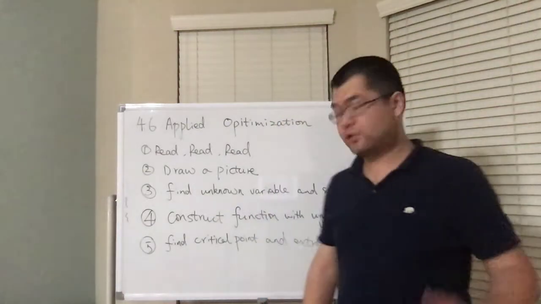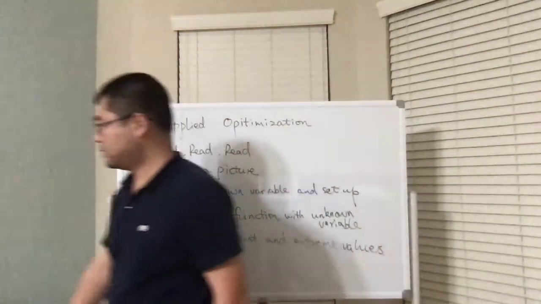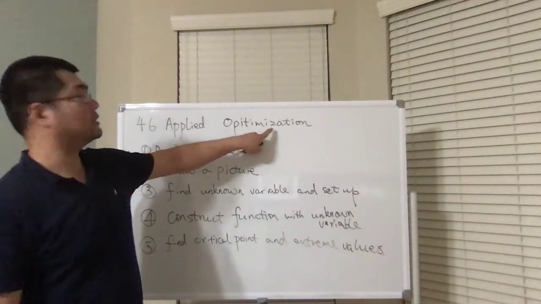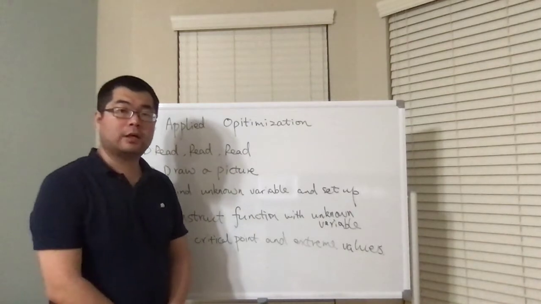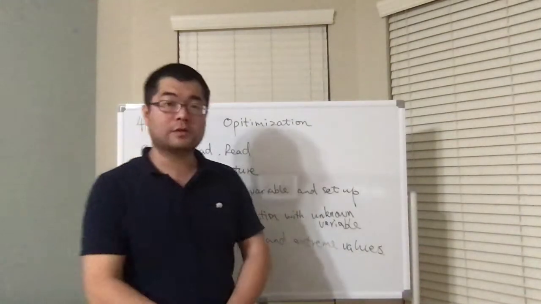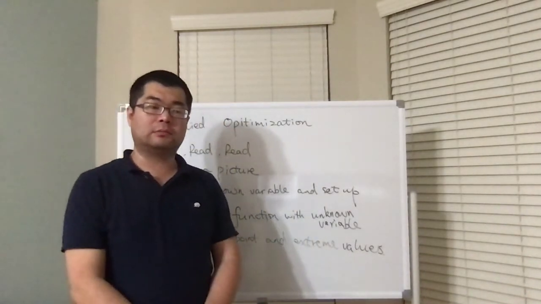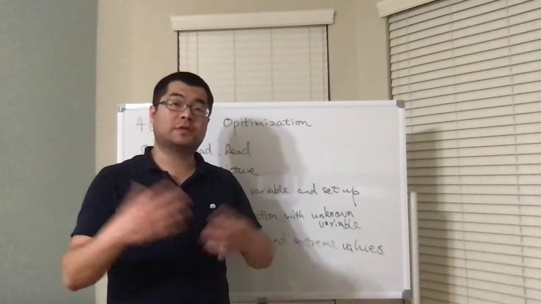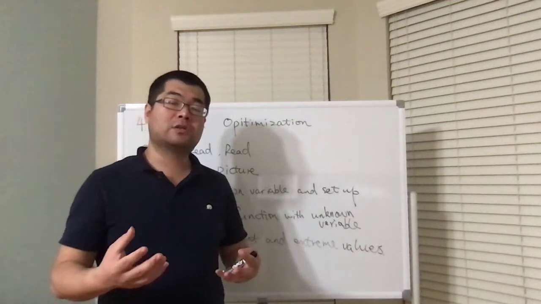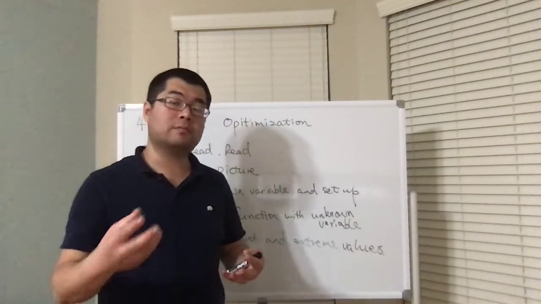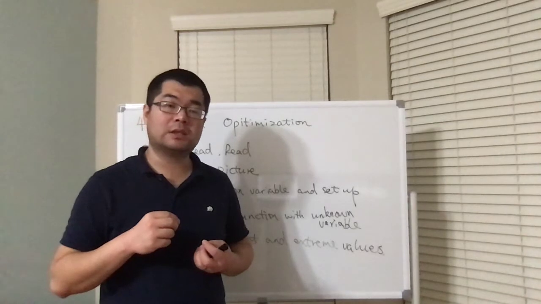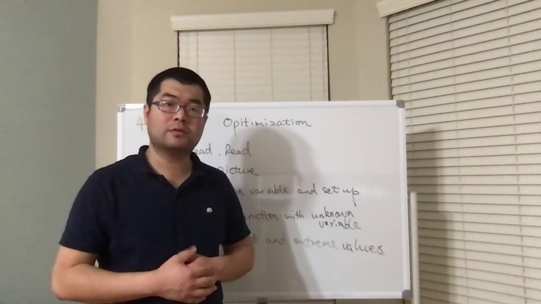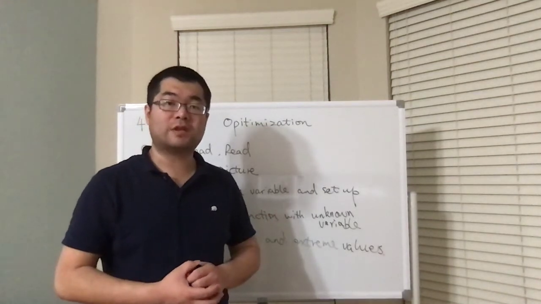Okay, so let's start section 4.6, the applied optimization. These types of problems always give you a short paragraph, and then with some information, ask you to read the problem, abstract the information, build one equation or function, and then solve that, right?